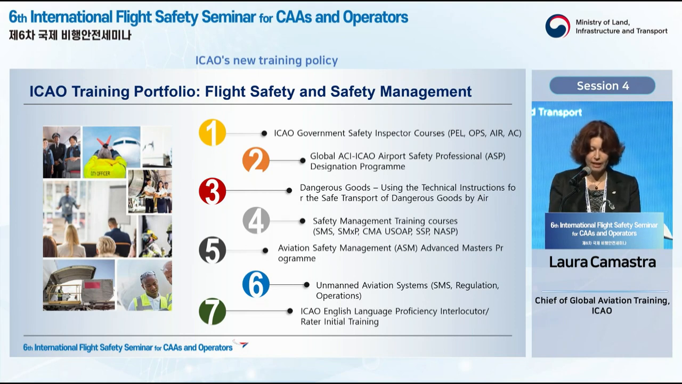As you can see, we have courses on flight safety and safety management, ICAO Government Safety Inspector courses, so certification of personnel licensing, operations, airworthiness, and air cargo, the Global ACI-ICAO Airport Safety Professional Designation Program, and two dangerous goods programs: one by ICAO using the technical instructions for the safe transport of dangerous goods by air, and another one in collaboration with FIATA, the International Federation of Freight Forwarders Associations. Safety management training courses are also available for the different safety management roles each professional is performing at state level: safety management for practitioners, state safety program, national aviation safety plan. We also have the ICAO English Language Proficiency Interlocutor and Rater Initial Training.